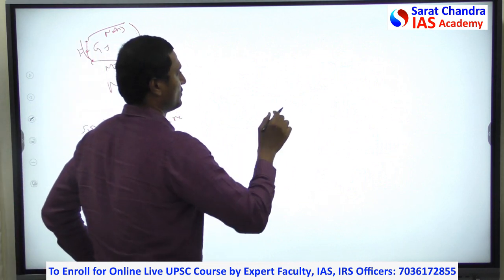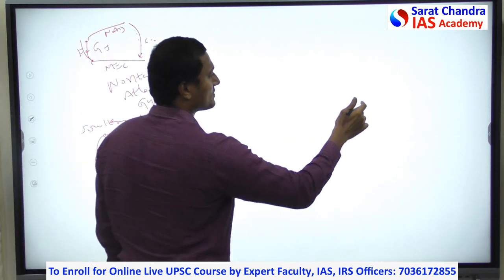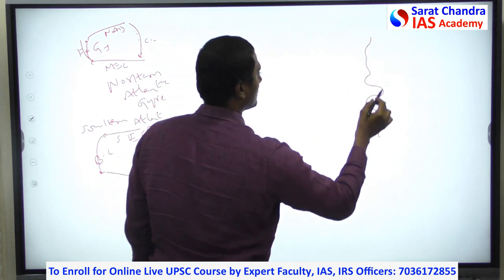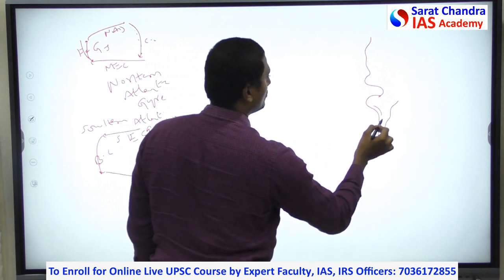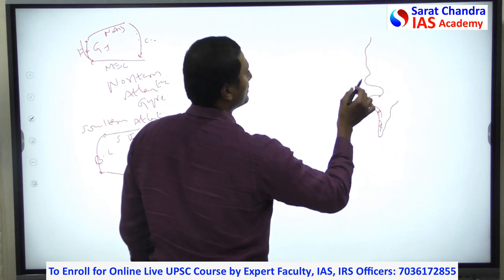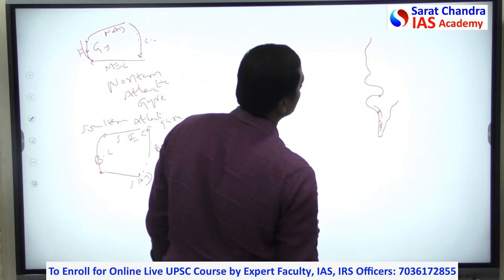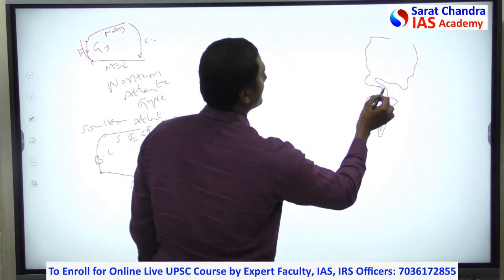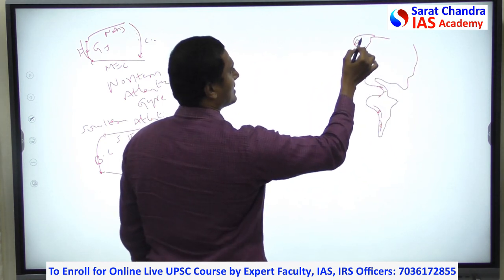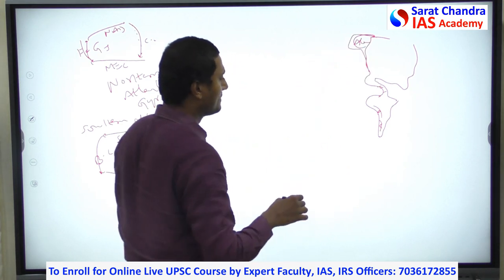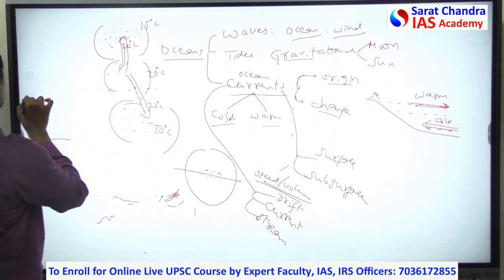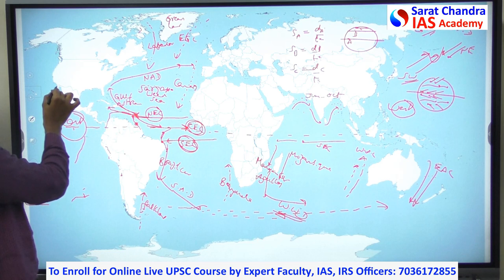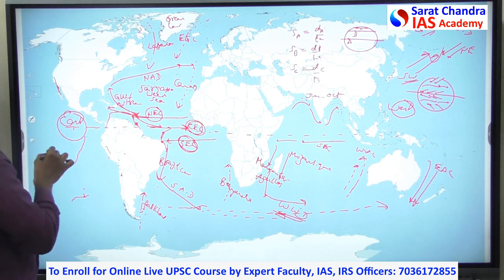I am drawing the Pacific Ocean, listen carefully. What is the East Pacific? This is Peru, Chile. This is Central America, this is North America. This is Alaska. Alaska is also very important. If you want the exact map, you can see here. Alaska, this curve, see. Here is California. This is called California, actually. This is Baja California.